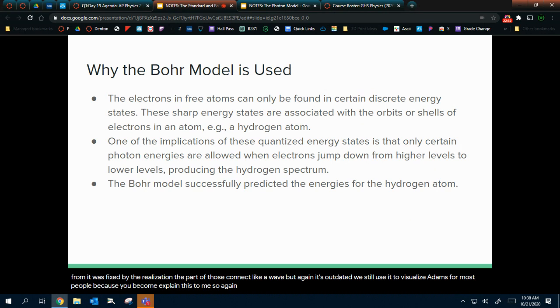So again, why do we still use this? The electrons in free atoms can only be found in certain discrete energy states. These sharp energy states are associated with orbits or shells of the electrons, i.e. a hydrogen atom. One of the implications of these quantized energy states is that only certain photon energies are allowed when electrons jump from higher to lower levels, producing the hydrogen spectrum. The Bohr model successfully predicted the energies for the hydrogen atom, but only the hydrogen atom.